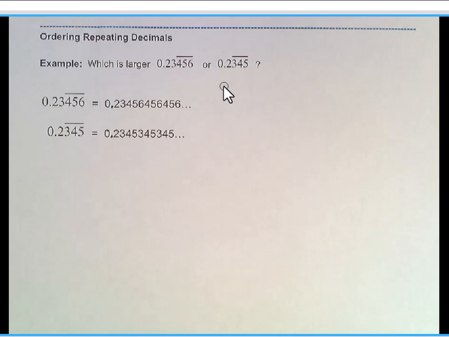How do we order repeating decimals? In a previous video, we learned how to order regular decimals. But what happens when you have a repeating part? Well, you're just going to repeat the repeating part a few times, and then you're just going to compare digits like we did before. So it's really not terribly complicated. You just have to write down a few things.